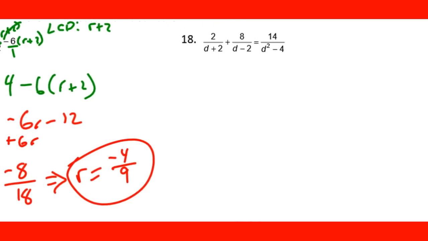And finally, our last problem. Again, we need to find the LCD. If I want common denominators, first of all, we need to factor all denominators. If I factor this one, d squared minus 4, that gives us d plus 2 times d minus 2. I'm just going to write it out so you can see it.